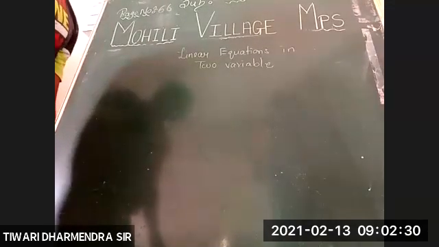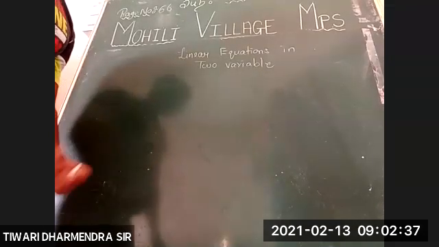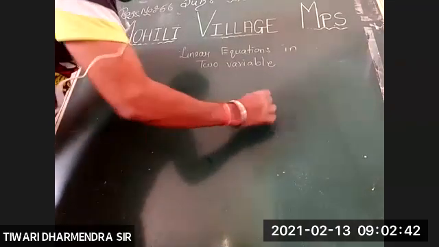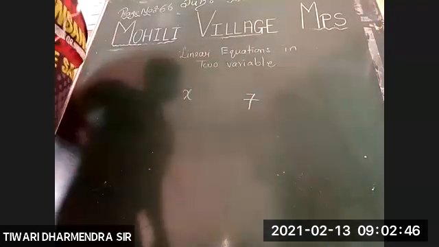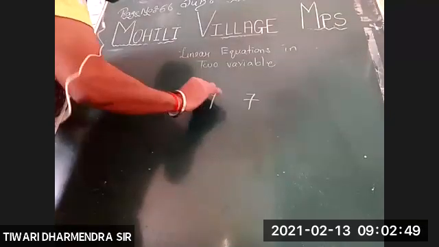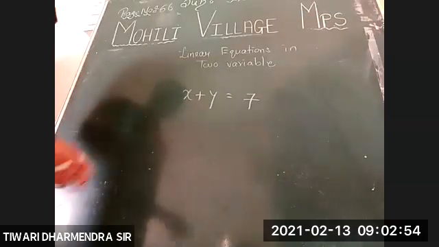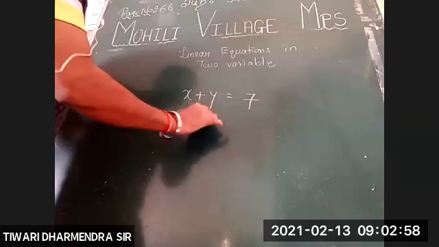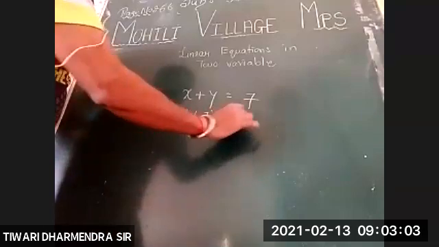Can you give me any two numbers, the addition of which gives me 7? As we don't know the numbers, let those numbers be x and y, the addition of which gives me 7. So I hope many of you got the answer. Some might have got the answer as 0, 7, meaning 0 plus 7 is equal to 7.